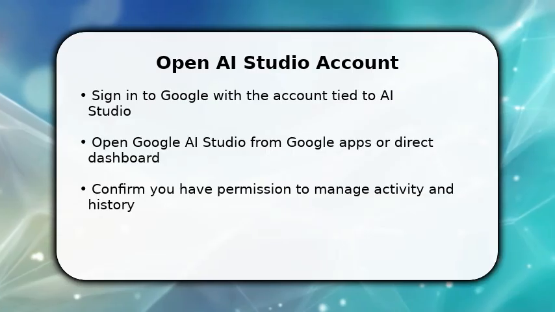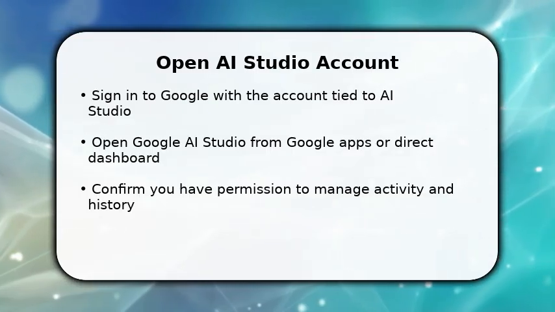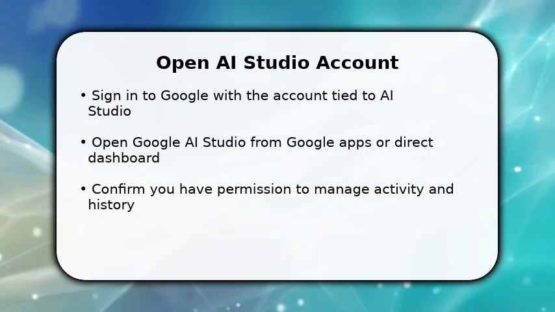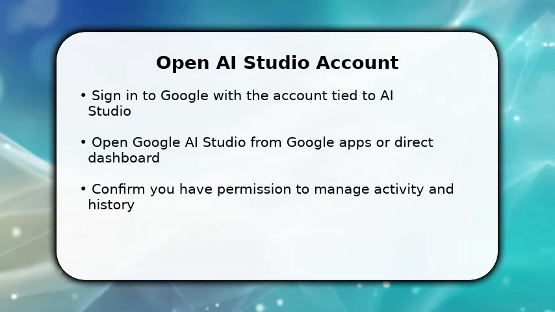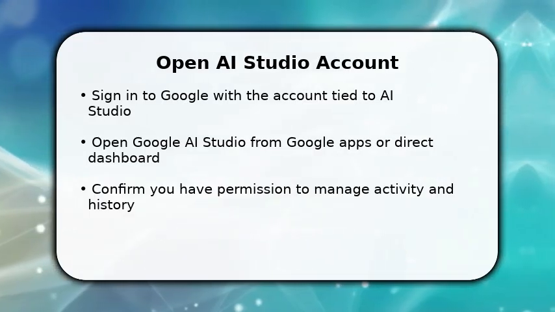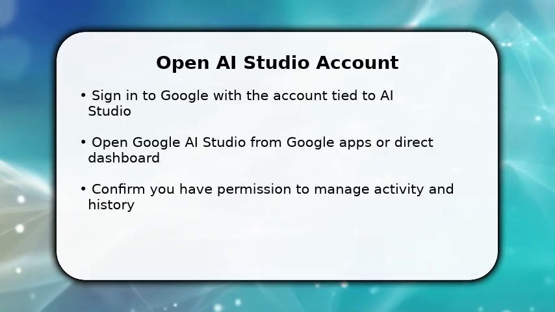You start by signing into the exact Google account that stores AI Studio activity. Once signed in, open Google AI Studio from your Google Apps list or dashboard. This brings you directly to the place where history is stored.